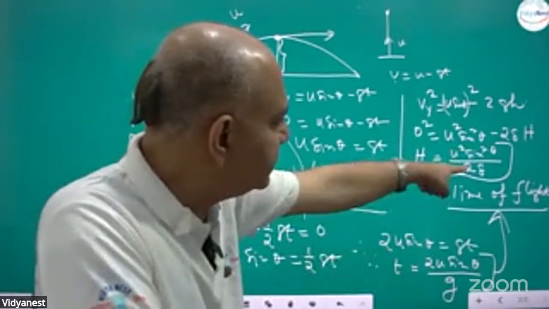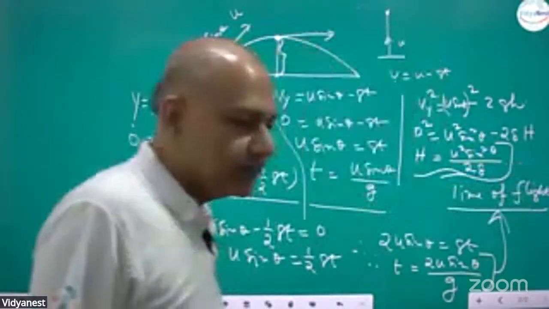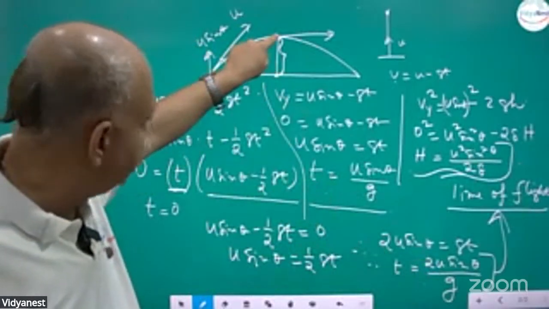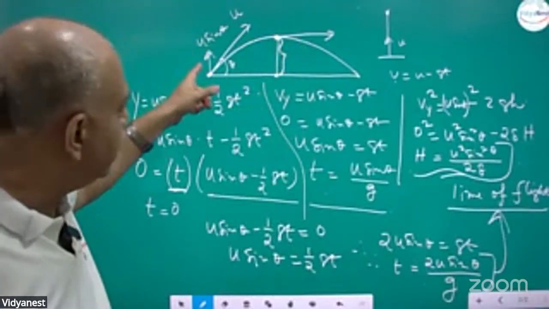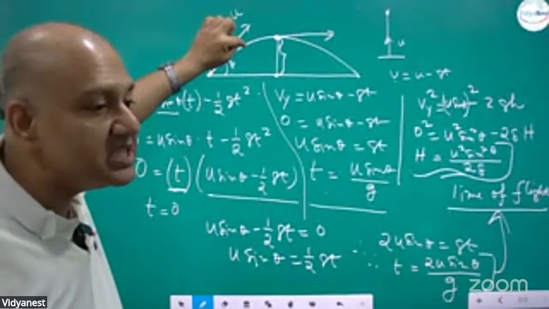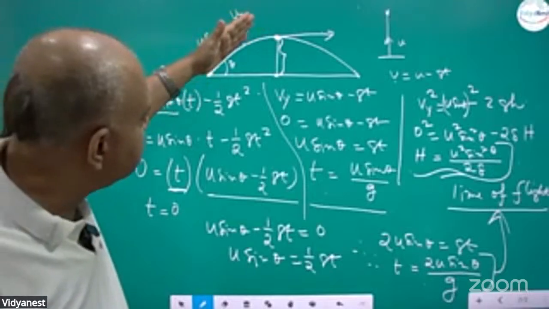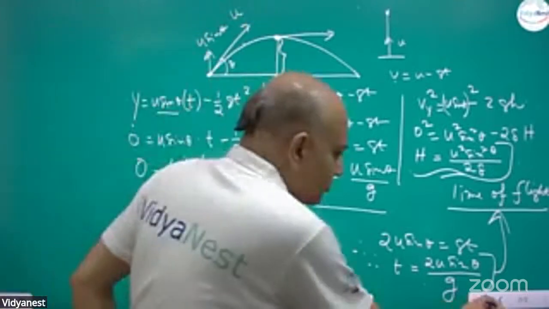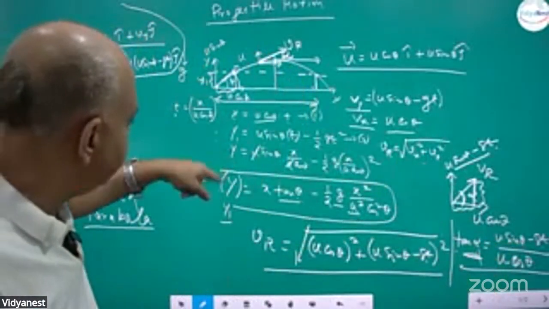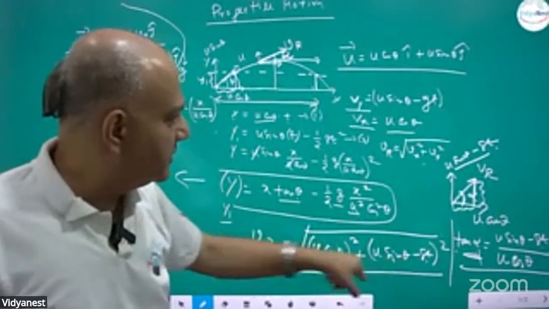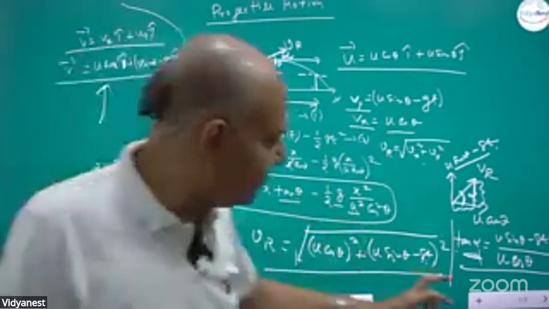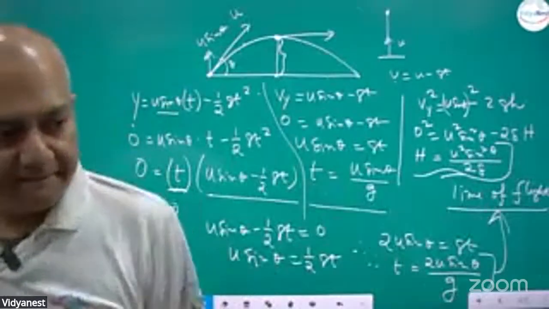So u square sine square theta divided by 2g. We got an expression of the maximum height. We got an expression of the total time of flight. We got the expression of the time to reach the maximum height. And in the previous portion, we got the equation of the track, the expression of the instantaneous velocity, and the instantaneous inclination. So up to this point, I think it is clear to you. Yes, sir. Very good.